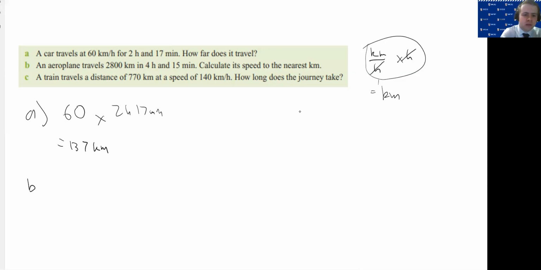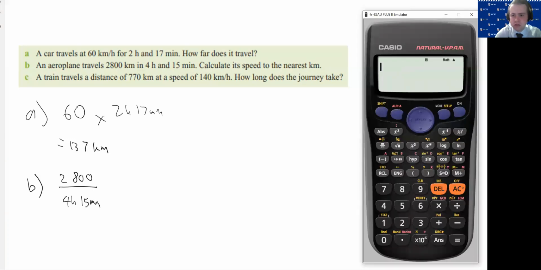Now for part B, we've got to look at what we're given. We're given a distance and we're given a time. So if we need to find its speed, we know that speed is distance divided by time. So you need to know the units of your rates in order to know what operation to do. Are you timesing or are you dividing by? So here, we get 2,800 divided by 4 hours and 15 minutes. Now we know that 15 minutes is a quarter of an hour, but I'm still going to use my little shortcut. I'm going to go 2,800 and then I'm going to go 4 hours and 15 minutes.